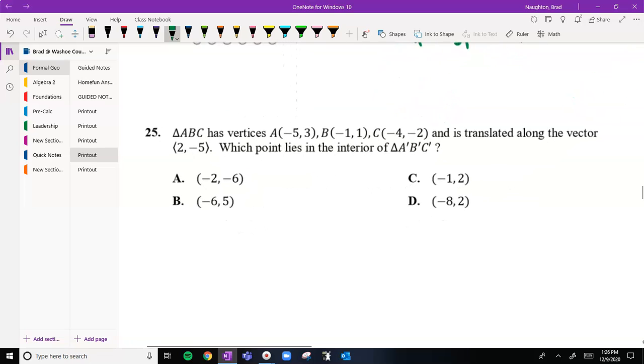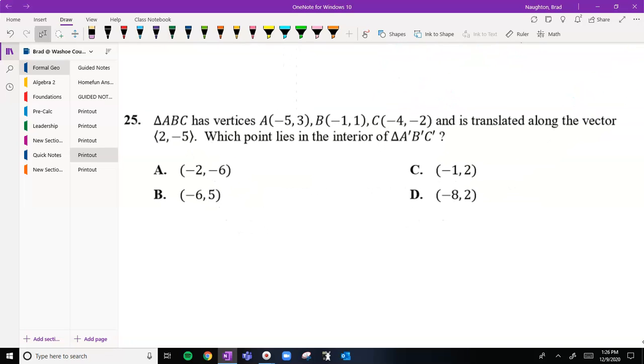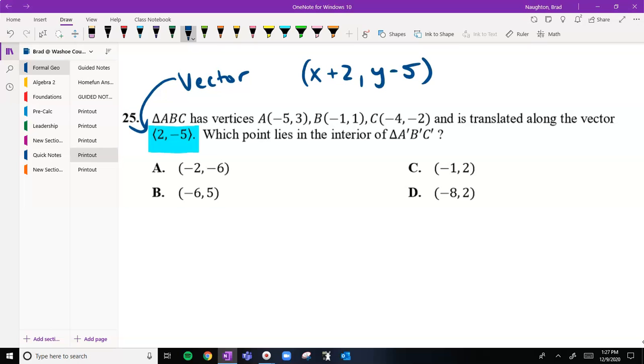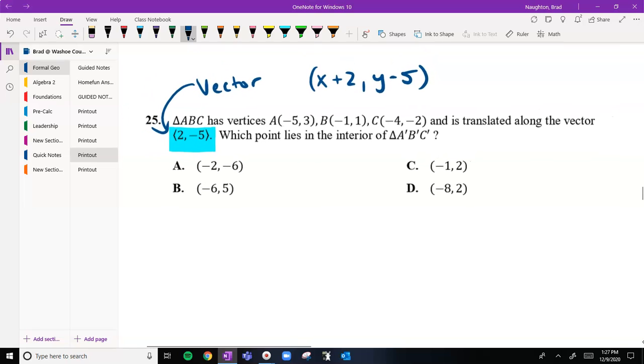Alrighty. 25. So this is a little bit different. This is our vector notation for coordinate notation. So with this vector, what I would do is change this to x plus 2, y minus 5, because that's the coordinate notation that we're a little used to seeing. So it says, which of these points is on the interior? Okay, so what that means is that I need to take each one of these points and graph them and find which one is on the inside of that.